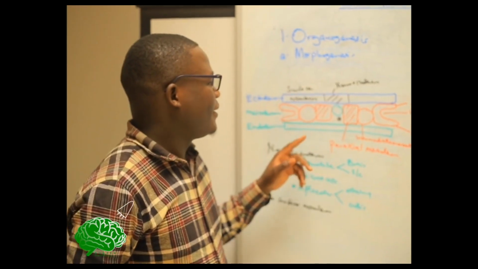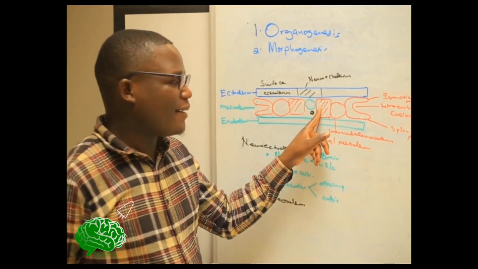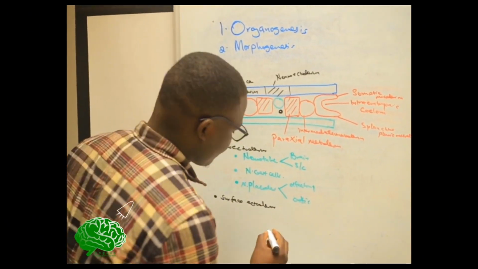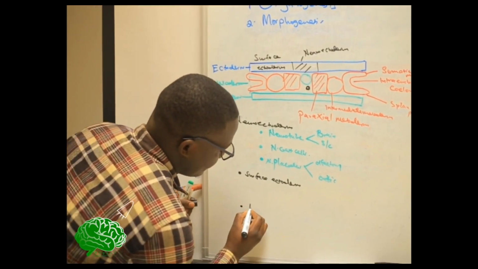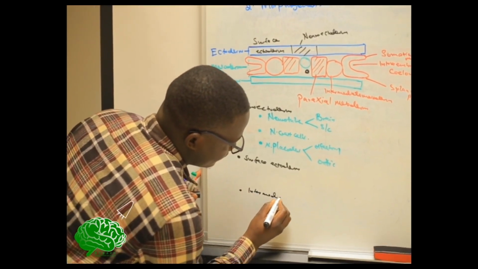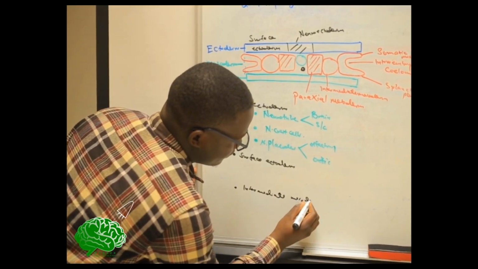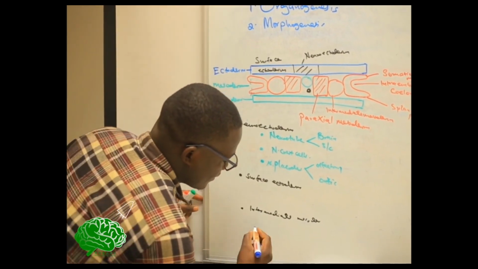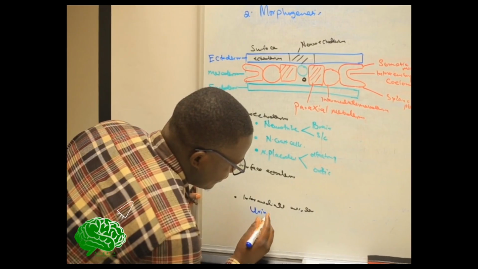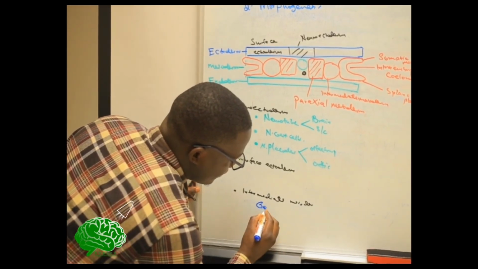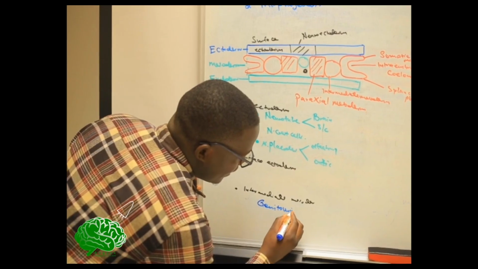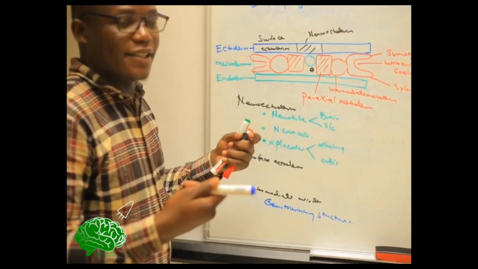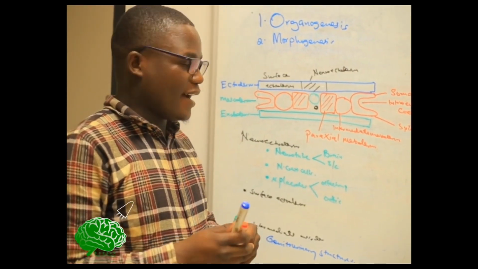Done. Okay, now we have already talked about paraxial mesoderm. The next is the intermediate mesoderm. Now the intermediate mesoderm will give rise to the urogenital, or genitourinary, structures. The ovaries, the testes, the kidneys, and the tubes.